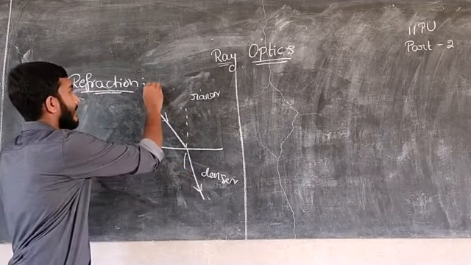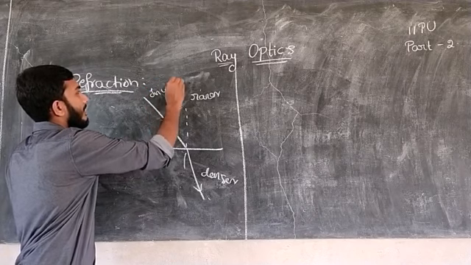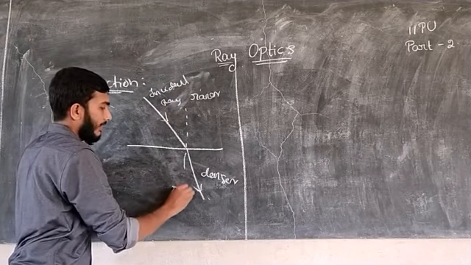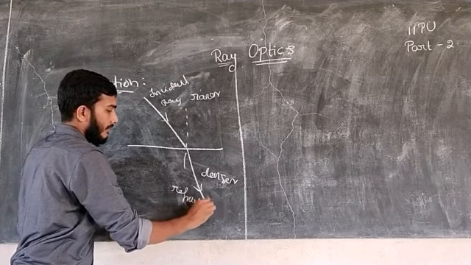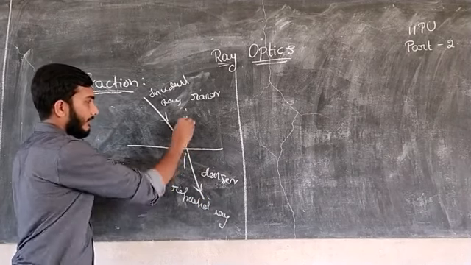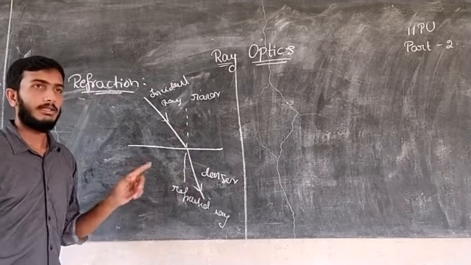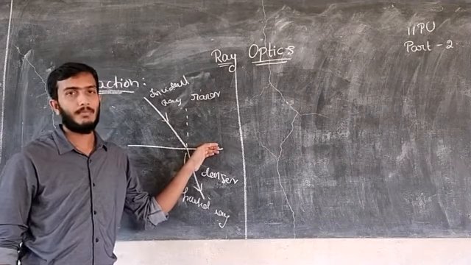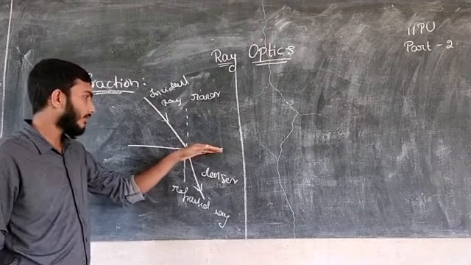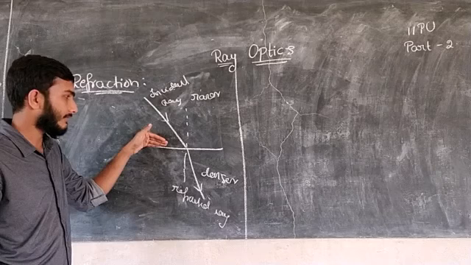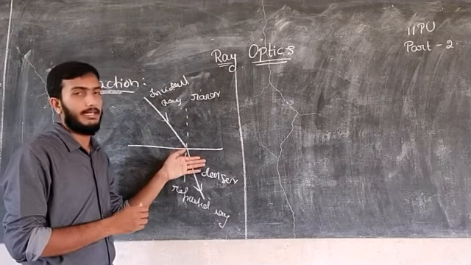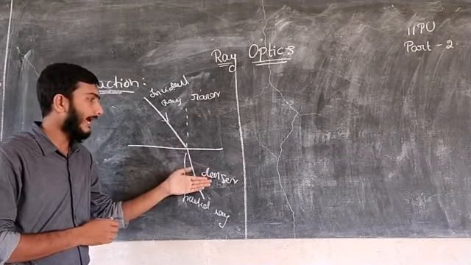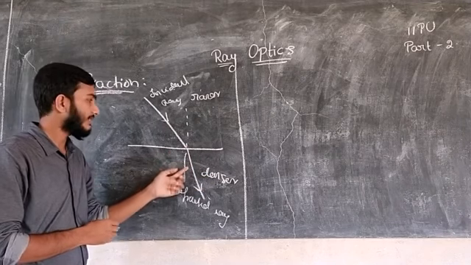It is the incident ray, it is the refracted ray, and this is the normal. The normal is always perpendicular to the given surface. This surface separates two mediums, the rarer medium and the denser medium. So it is a normal.